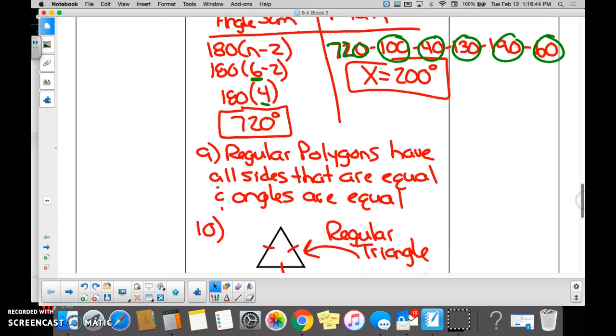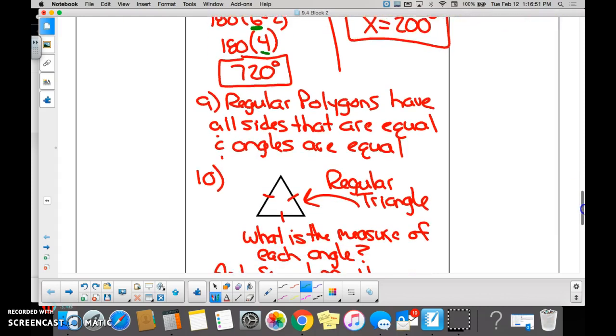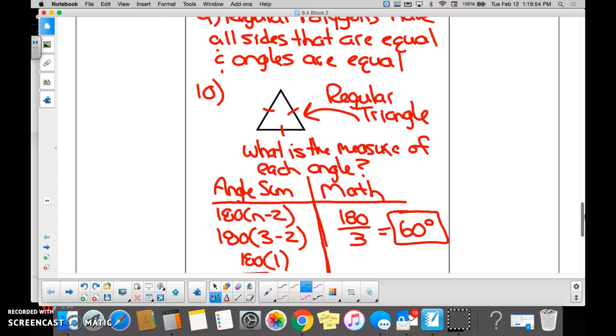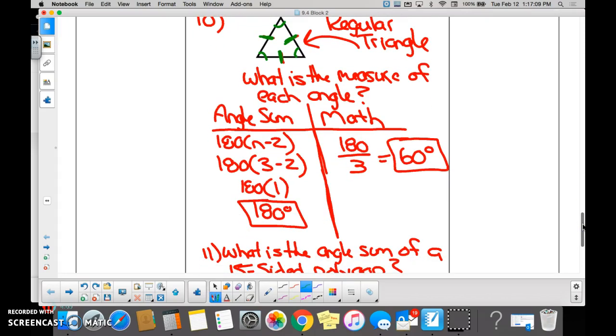Regular polygon. Regular polygon means all of the sides and all of the angles are what? Equal. These little markers tell me that this side and this side are all the same. So if they're all the same, then this angle and this angle and this angle are all the same. The first thing we did to answer the question, which is what is the measure of each of the angles, is we figured out that a triangle has 180 degrees, right? Yes. And since all of the angles are the same, all we needed to do was divide by 3, because they're all the same, right?